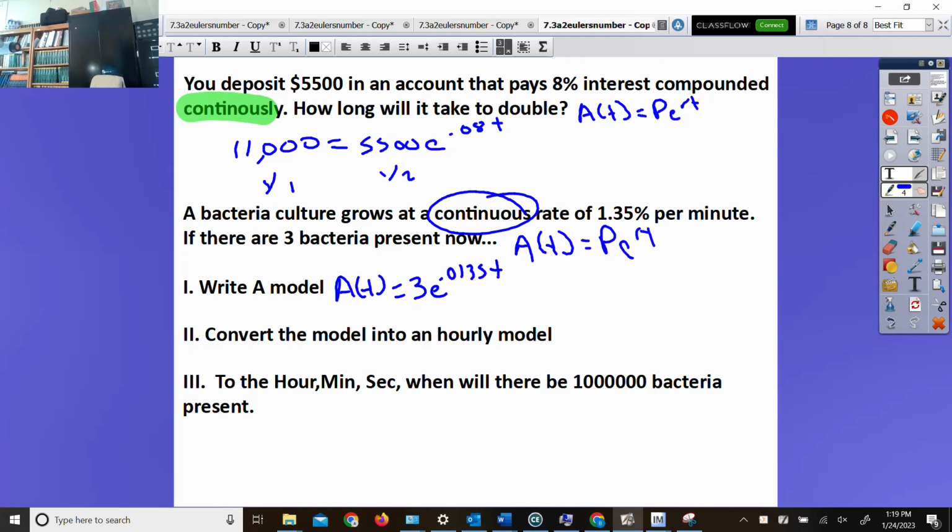So how does that help you do part 2? Put T over 60. You took the time and you multiplied it by 60. So 60 times T. To do part 2, you got to do exactly what you know you would do if you were inputting hours. You have to take that exponent and multiply it by 60. 0.0135T and then a 60. And figure out what 60 times 0.0135 is. And that will be an hourly model.